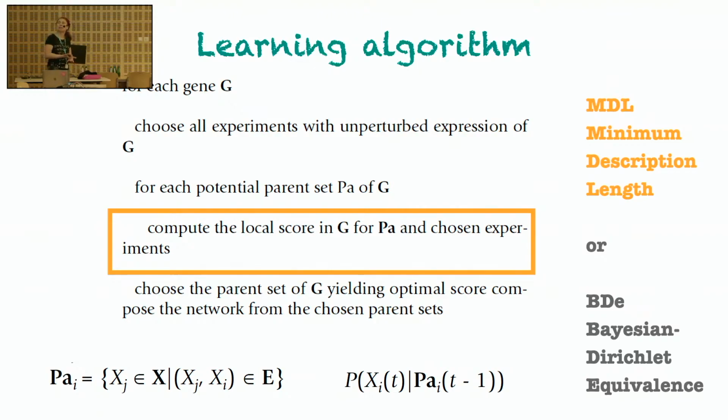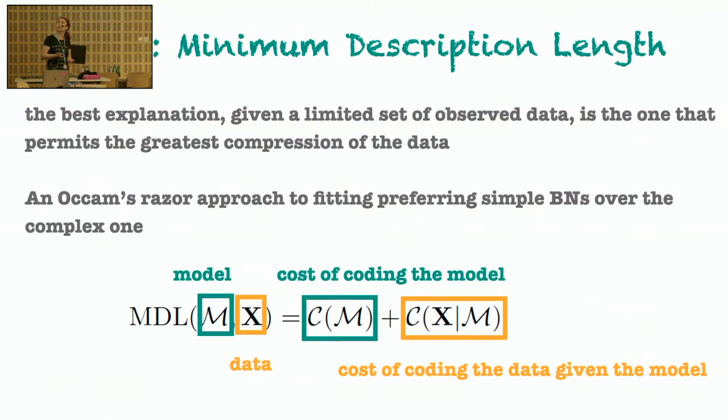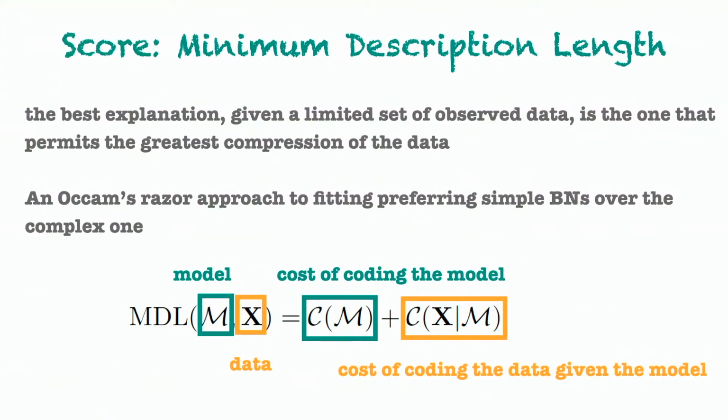And what does it mean, compute the score? Here we decided to use a minimum description length score. Minimum description length quantifies how the model explains the data.